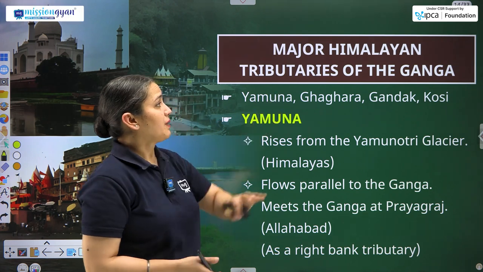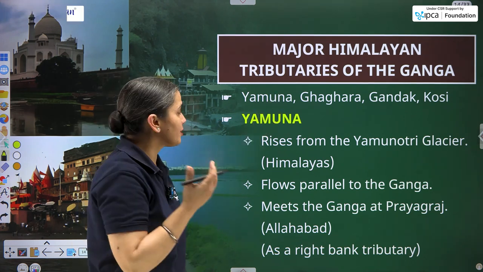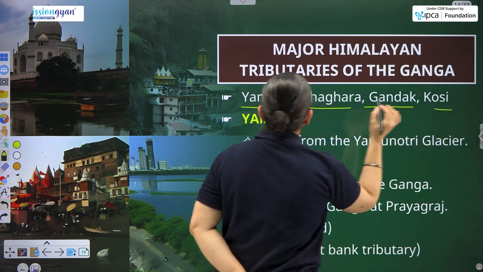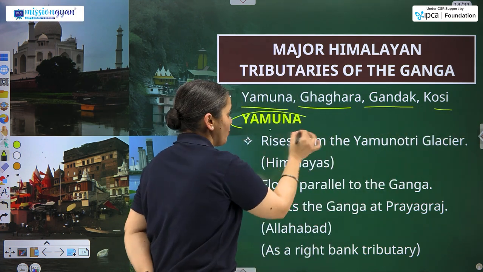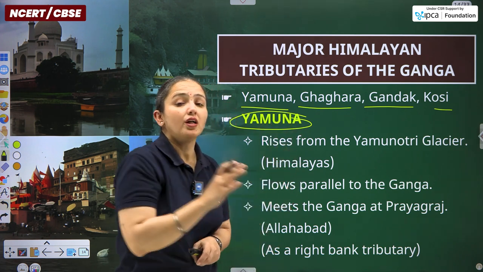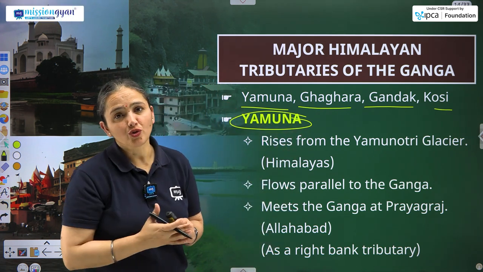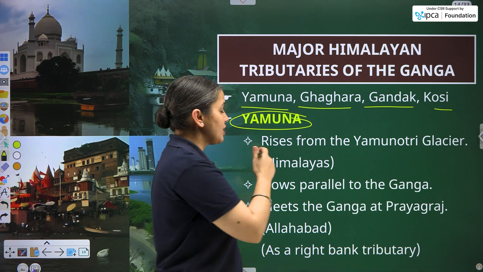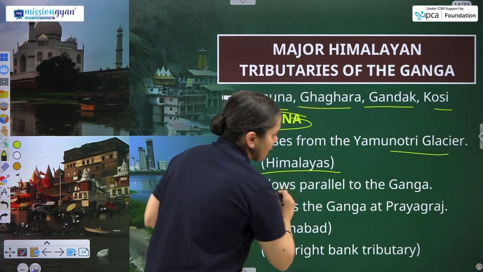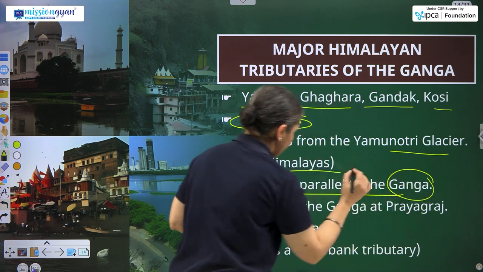Then major Himalayan tributaries of the Ganga, we should learn about that. Yamuna, Ghagra, Gandak and Kosi. And most important is Yamuna. For we are particularly talking about the Yamuna, the most important tributary of Ganga river. It originates or rises from the Yamunotri glacier again in Himalayas. It flows parallel to the Ganga itself.